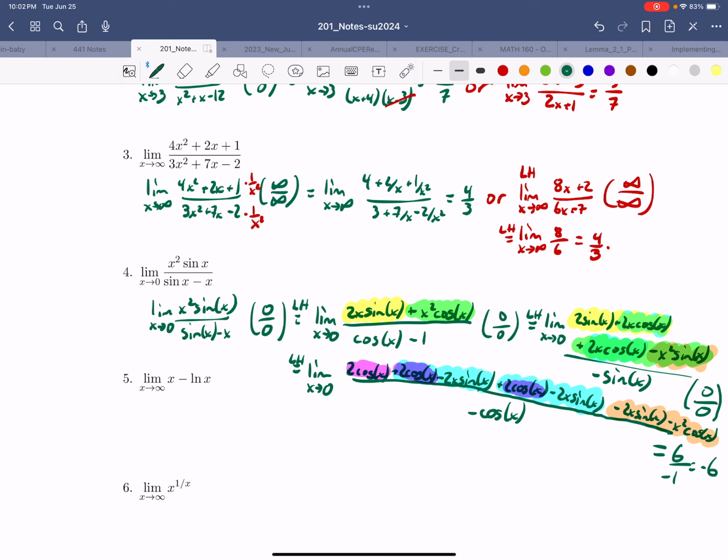Whew. So that might be a bit long for an exam, but it is a problem you should know how to do. Okay? And number 5, ooh, that's a doozy. Limit as x approaches infinity of x minus ln of n. Now, this is a tricky one, right?